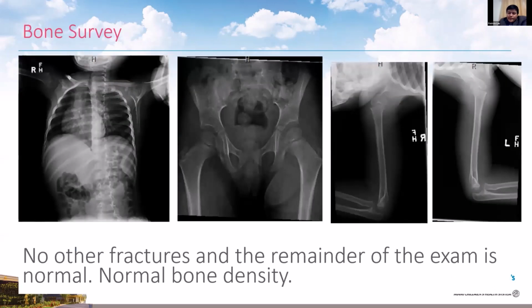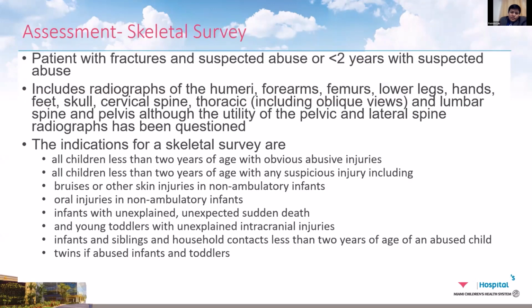We did the bone survey. The bone survey, like I mentioned, is X-rays of different parts of the body. And aside from the cranial fractures, it was negative. No rib fractures, no long bone fractures, nothing else. A skeletal survey is a tool that we use that, like I said, includes X-rays of the humerus, the forearms, the femur, lower extremities, the hands, the skull, cervical, thoracic, and lumbar spines, and the pelvis. And it gives us an idea to look for any areas of healing.